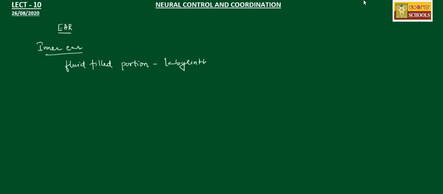It's called the labyrinth, and this labyrinth has two parts. One is called the bony labyrinth, and the other is called the membranous labyrinth. So there is a fluid-filled portion of the inner ear that we call the labyrinth, and it has two parts, the bony labyrinth and the membranous labyrinth.